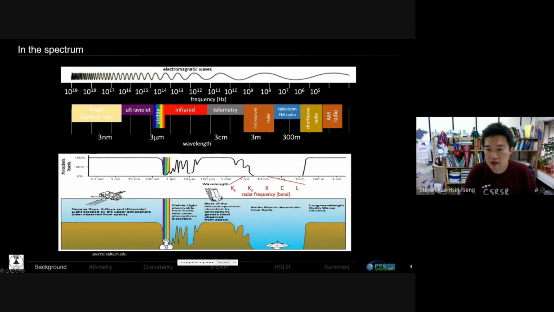The longer wavelength will be affected by the ionosphere. So the ionosphere will have some effect on L band and the longer ones. So when we use GPS, we need dual frequency, we need triple frequency, to try to cancel out the ionospheric effect. And the longer one will be the HF, the high frequency, and so on.